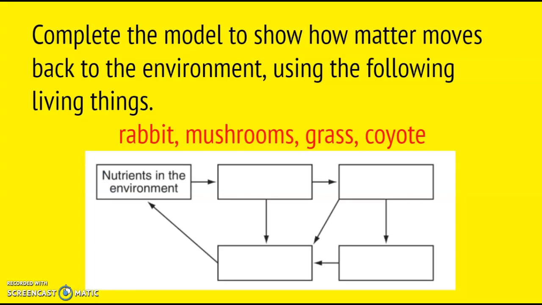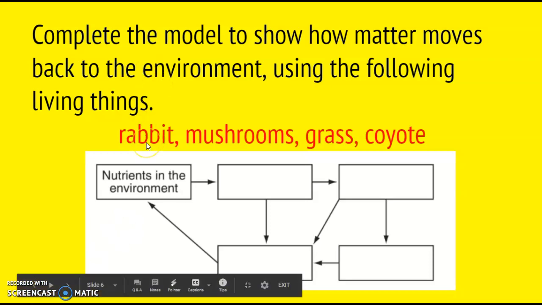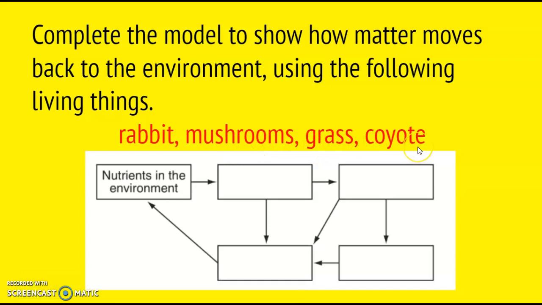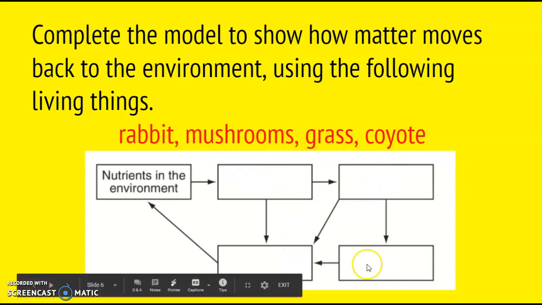This slide right here it's really a fill in the blank. So it says complete the model to show how matter moves back to the environment using the following living things. So listed we have rabbit, mushrooms, grass, and coyote. Your job is to place each of the organisms in the correct box.